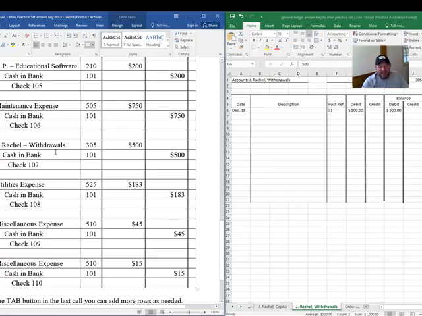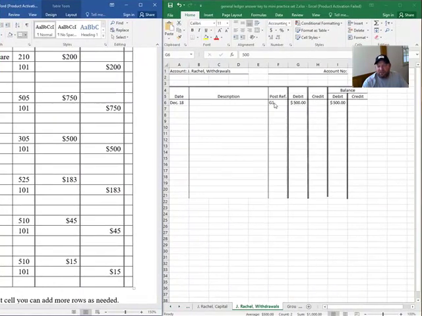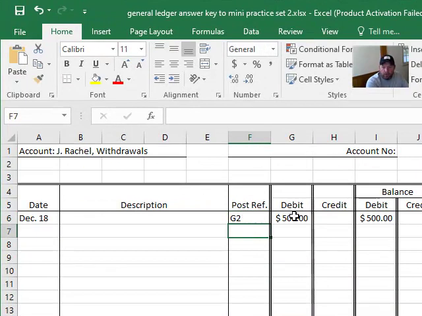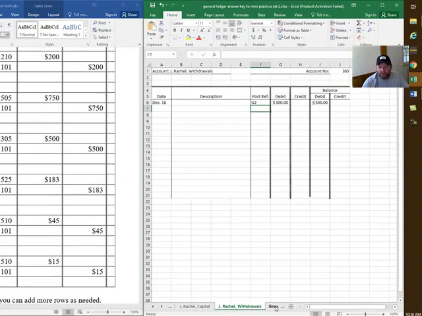Here we have on the 18th, she did take $500. I don't know what it's for, but regardless, she took $500 out of her account. It comes from page G2 for me. Again, just doing some updates on my own. Normal balance side for withdrawals is the debit balance. It was her only withdrawal during the period, and so her balance at the end of the month for withdrawals is $500. Now we're going to move into some revenue accounts.